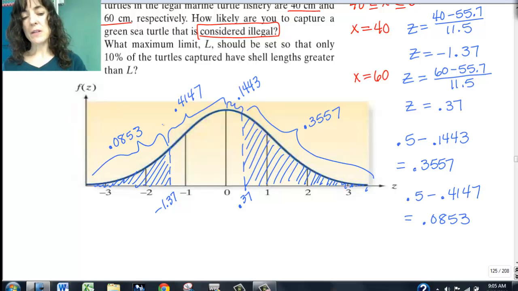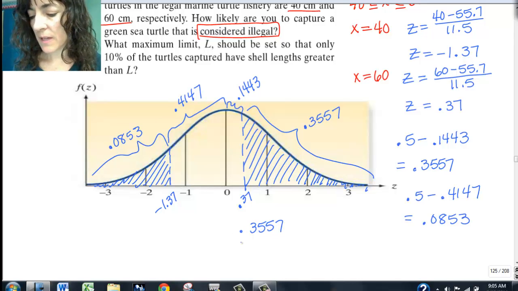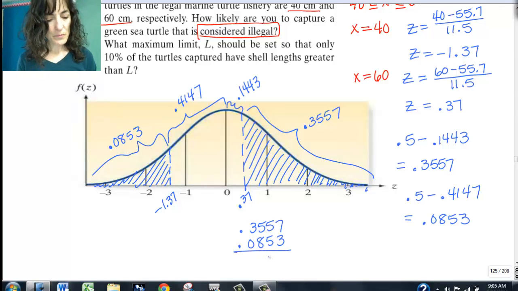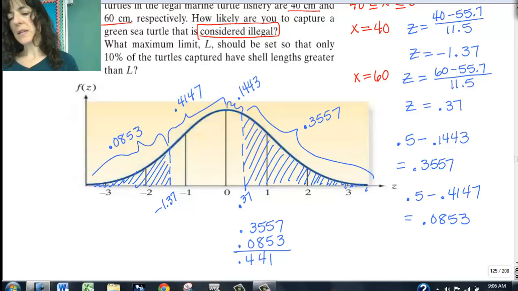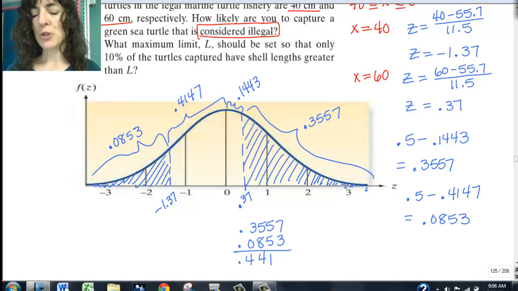And then adding together my two shaded regions, so I have 0.3557 and 0.0853, add those two together, and I think I get 0.441. Okay, and so that's telling me how likely you are to capture a green sea turtle that's considered illegal.